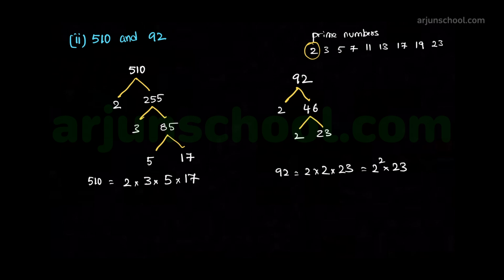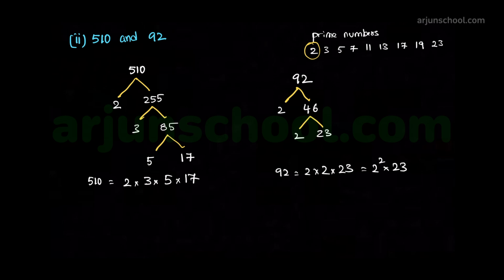We have completed the prime factorization for the given two numbers. 510 is equal to 2 power 1 into 3 power 1 into 5 power 1 into 17. And we have 92 is equal to 2 square into 23. Now we shall find the HCF and LCM.